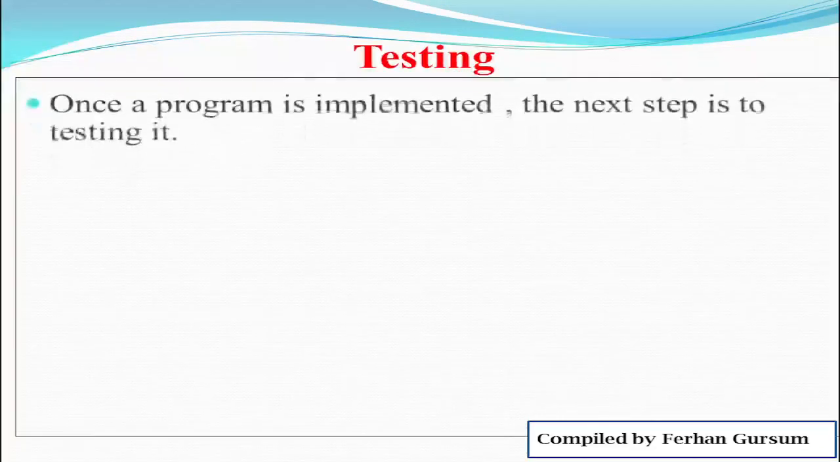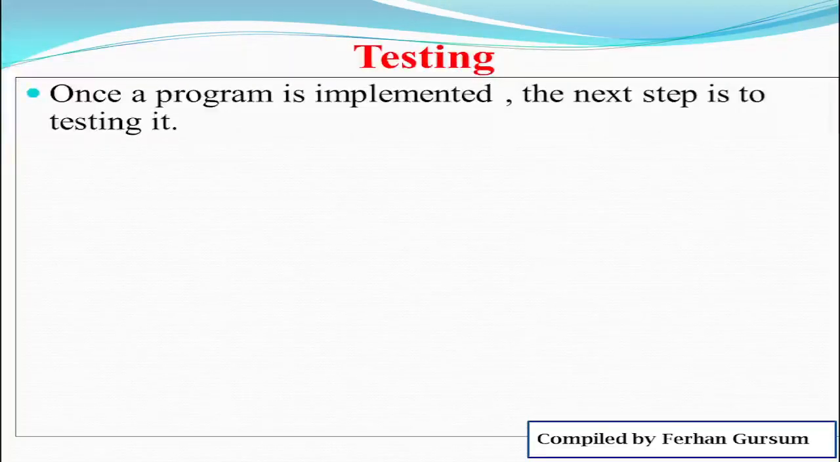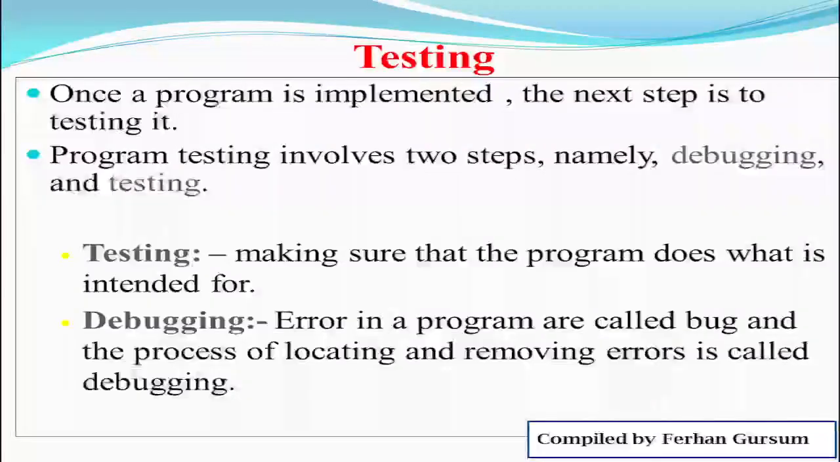The fourth stage, testing. Once a program is implemented, the next step is to test it. Program testing involves two steps, namely testing and debugging. Testing means making sure that the program does what it is intended for. And debugging is about errors. Errors in a program are called what? Bugs. And the process of locating and removing errors is called what? Debugging.